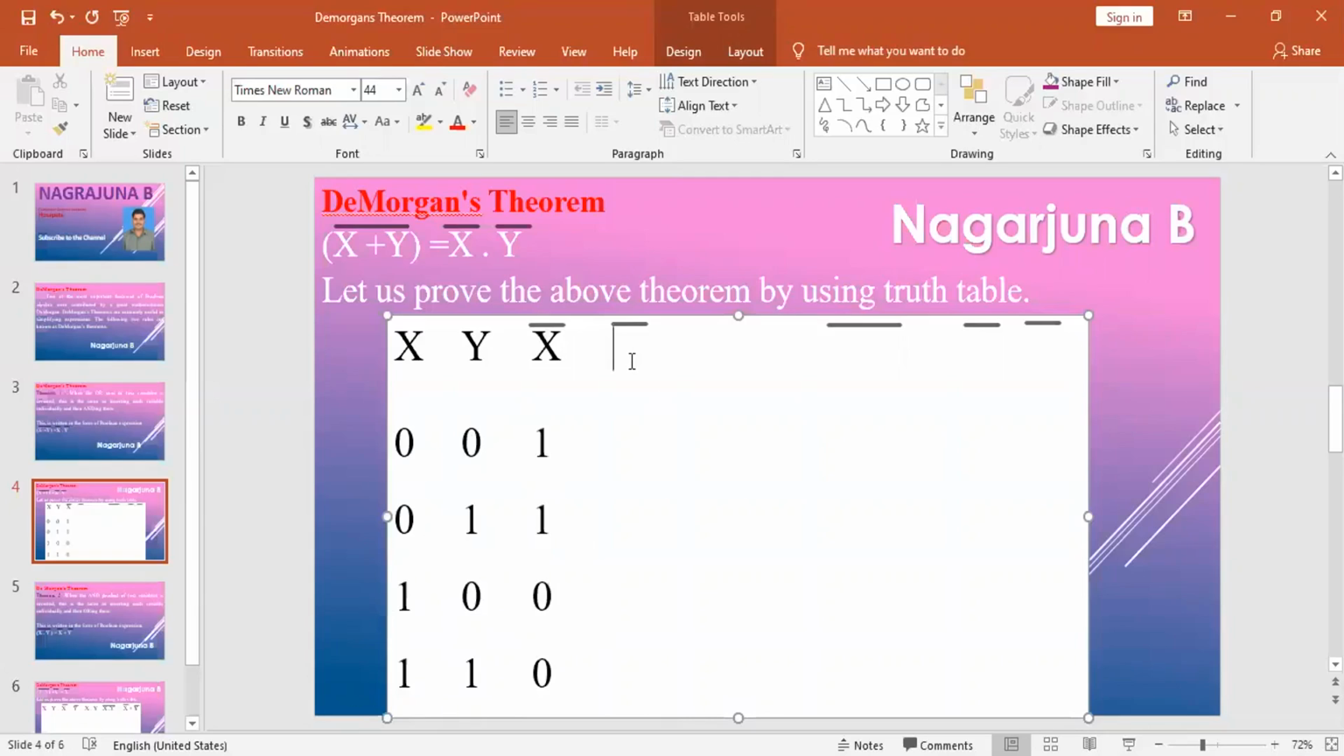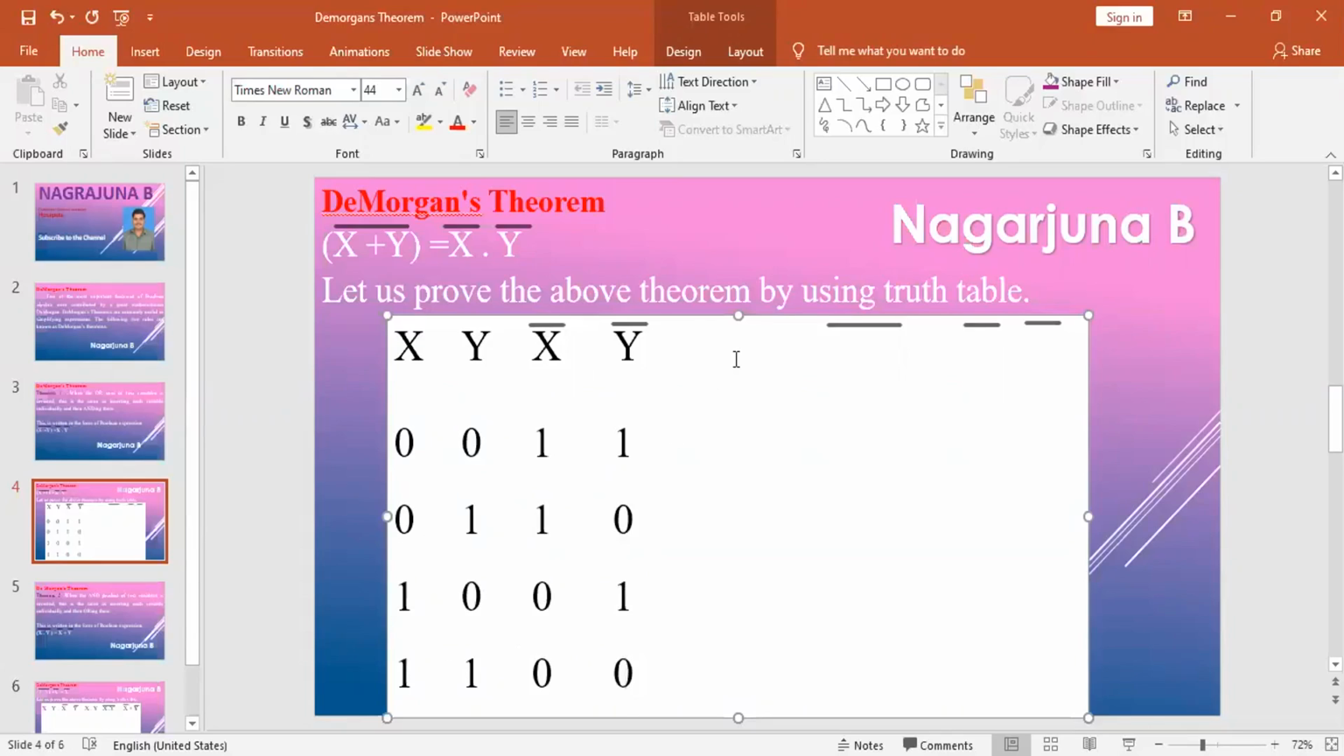Next we need to find y bar. The y value is 0, so y bar will be equal to 1. The next y value is 1, that means y bar will be equal to 0. Then y value is 0, y bar will be equal to 1. Y value is 1, then y bar will be equal to 0.